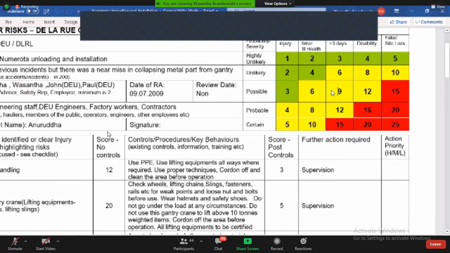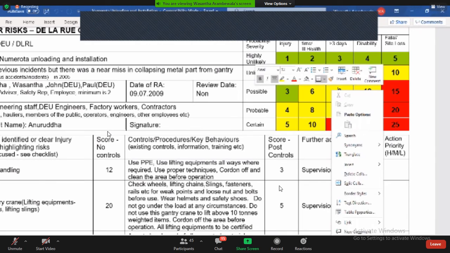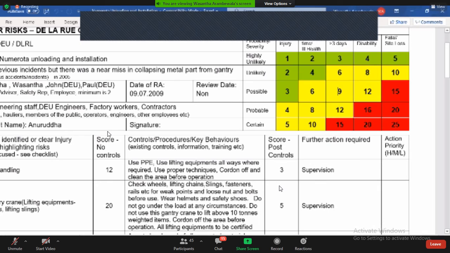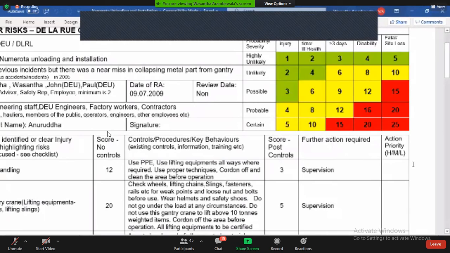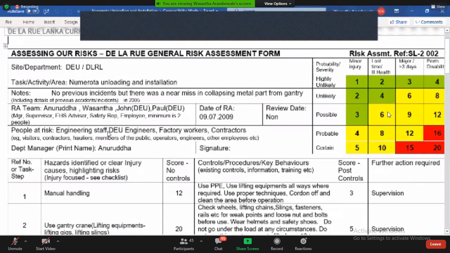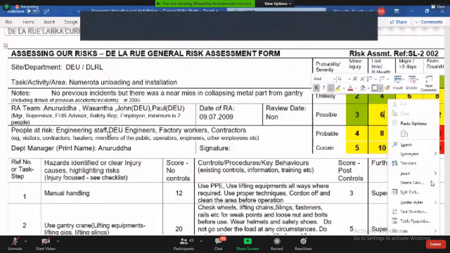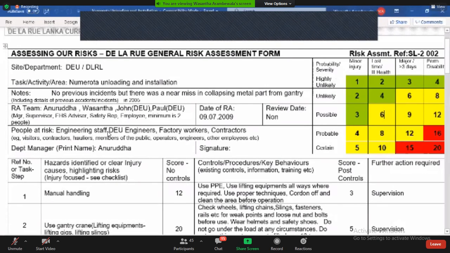Wait, how can I get this? I'm not sure how to get the pointer for this. Anyway, doesn't matter.